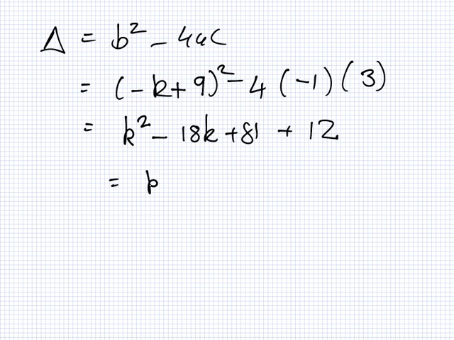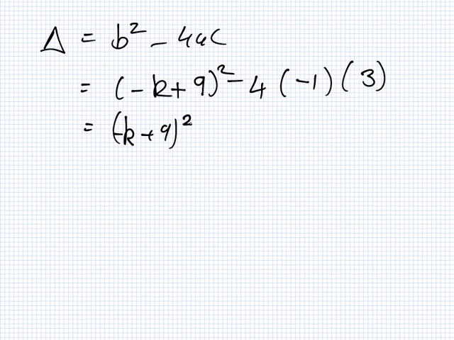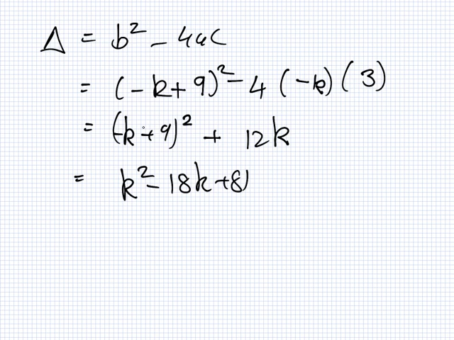Actually, you could have just left it like this: minus 4 minus k. Which one's the k? Minus 1, this is minus k? Yes. So that would be plus 12k. So that's k squared minus 18k plus 81: first squared plus twice the first by the second plus the second squared.